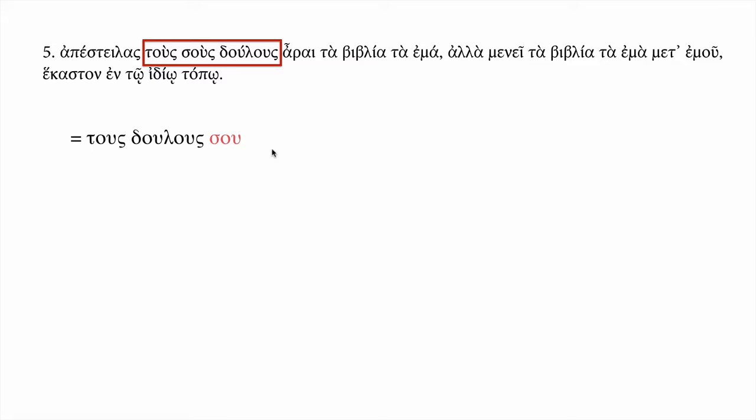Quick reminder of sou, the pronoun. Su is the nominative, you, singular. Sou is the genitive, sounds exactly the same. So the servants of you. Soi is the dative, remember that iota, and se is the accusative.